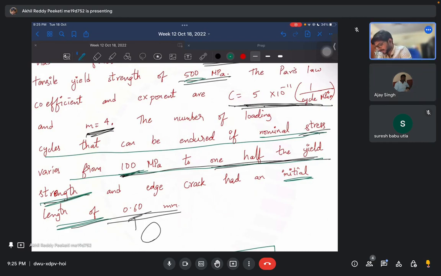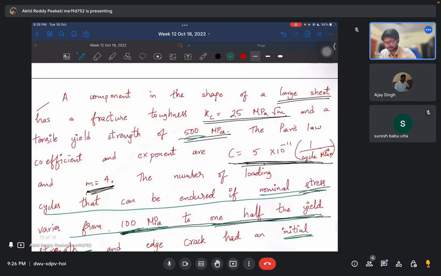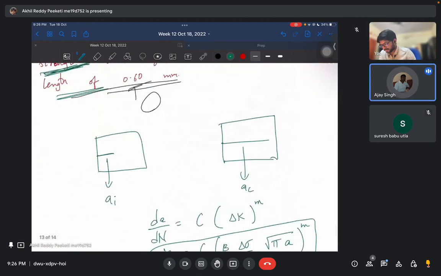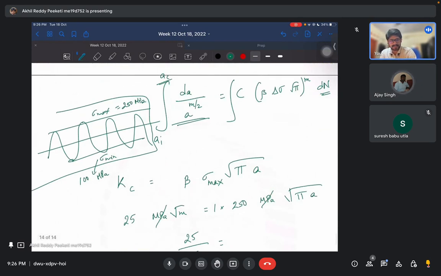No, see, the nominal stress varies from 100 MPa to 1/2 of the yield strength. So stress is varying from 100 to 250 MPa. No, it's not the yield strength, it's the maximum stress in the loading. Okay, that's it.